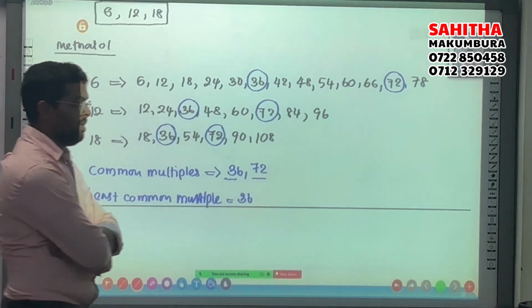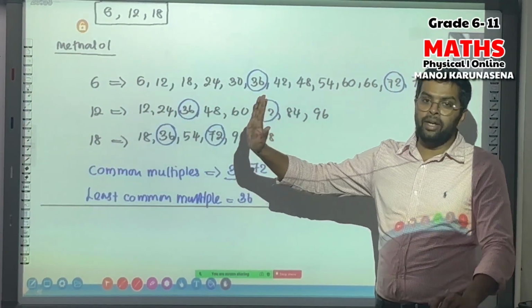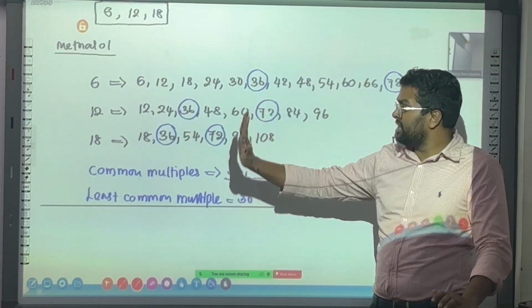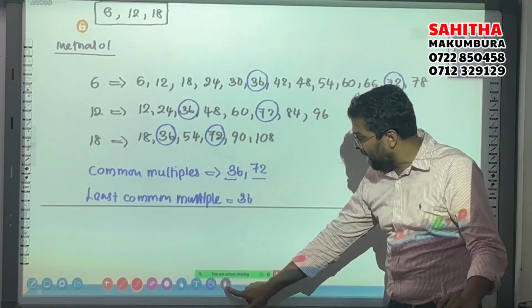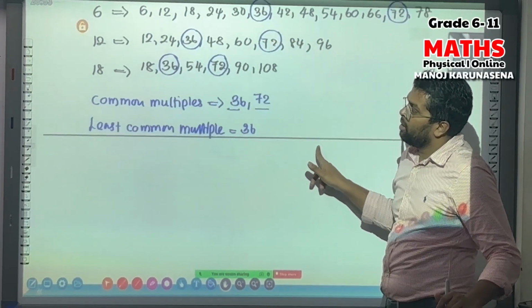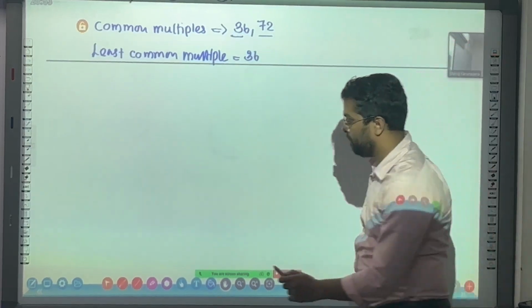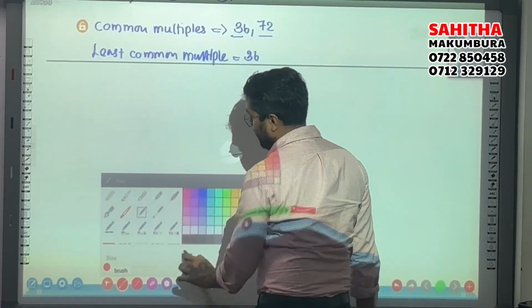Alright. Now method number 2. In order to find the least common multiple of these three numbers, again we have another method. Method number 2.